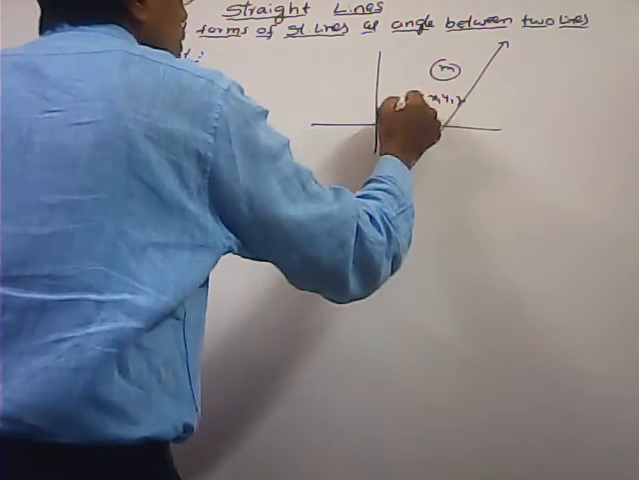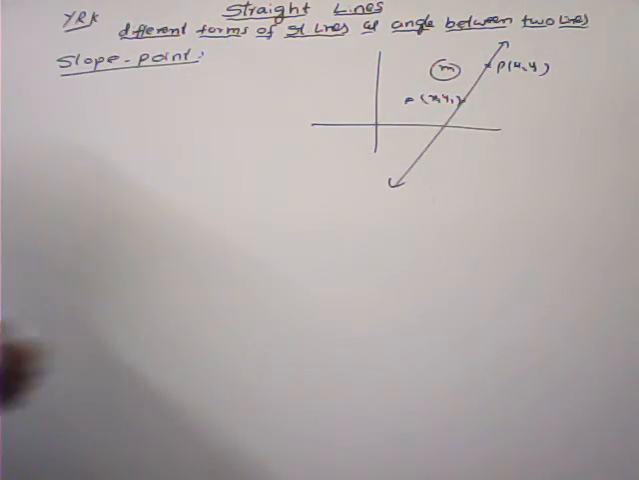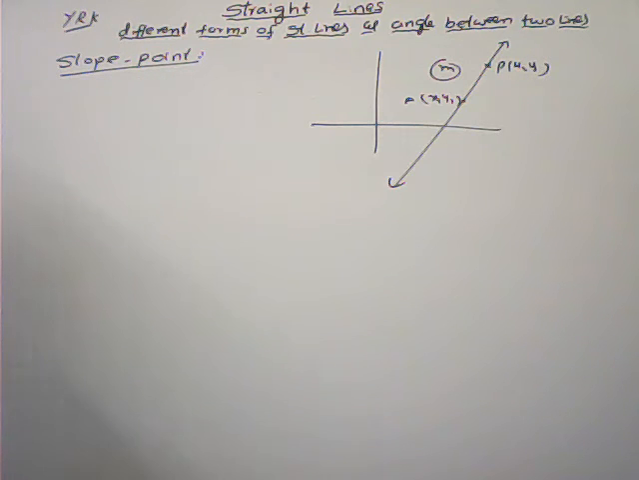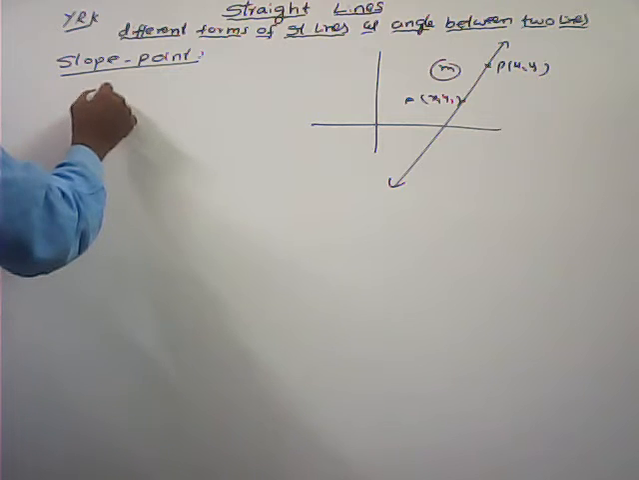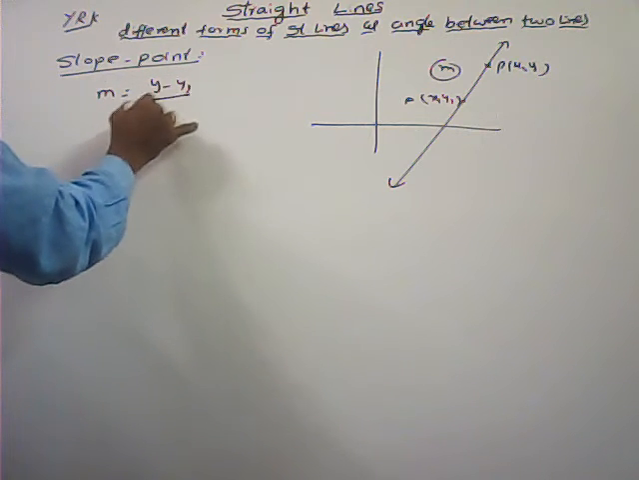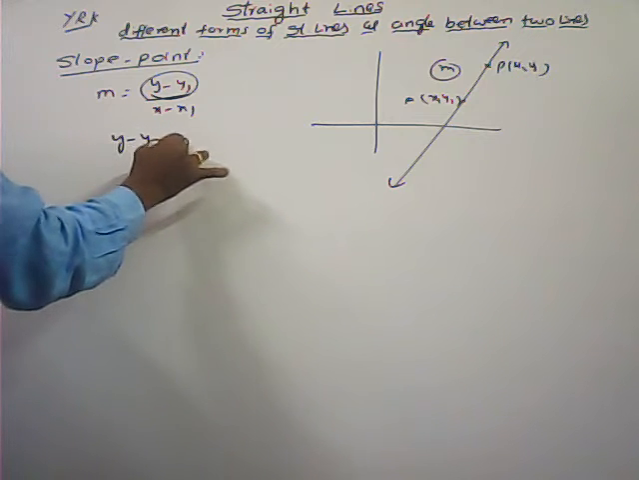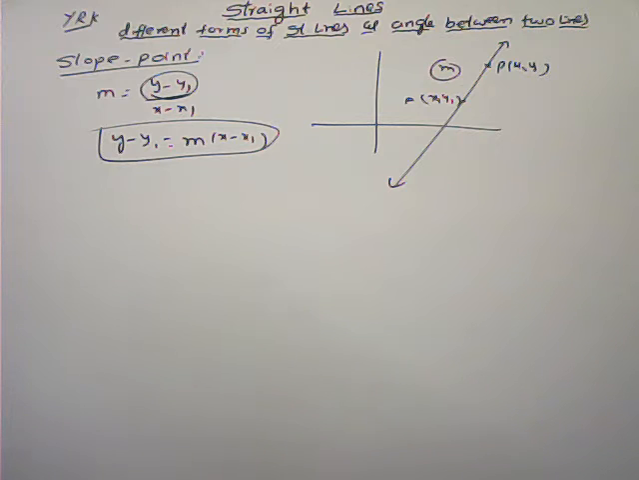Here I am taking a variable point, let P(x, y). What is the slope of a line that passes through these 2 points? Already at the starting I told you that one. The slope of a line that passes through 2 points is equal to (y2 minus y1) by (x2 minus x1). So that is equal to the already given m. m is equal to (y minus y1) by (x minus x1). If I make this the subject, y minus y1 is equal to m into (x minus x1). This is the equation of the line having the slope m and passing through the point (x1, y1).